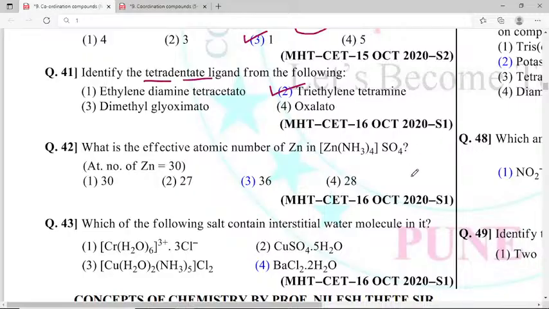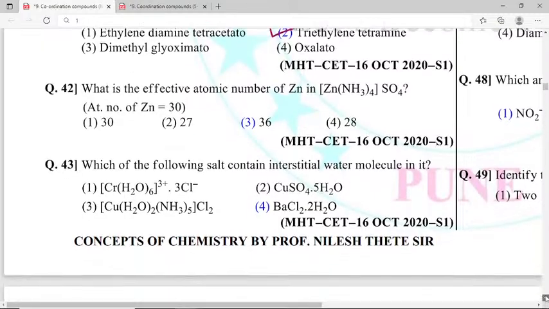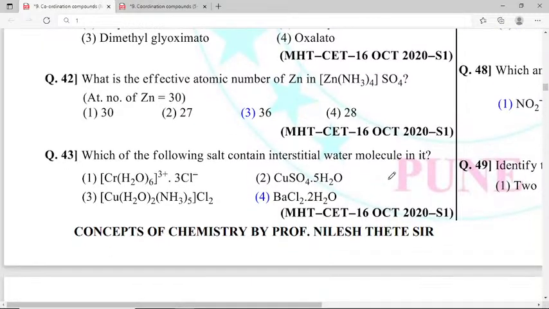What is the effective atomic number of zinc in [Zn(NH3)4]SO4? So how to calculate the effective atomic number? Effective atomic number has the formula EAN is equal to Z minus X plus Y. So what is the Z here? 30. The atomic number is 30 here.